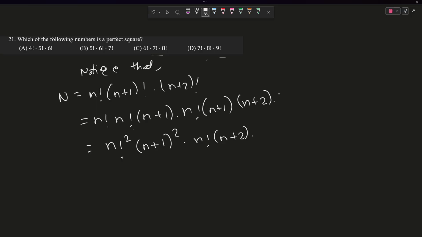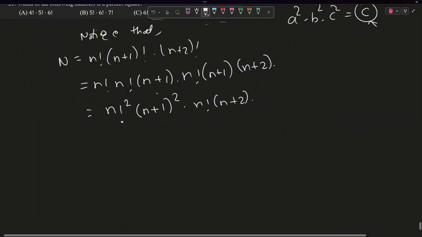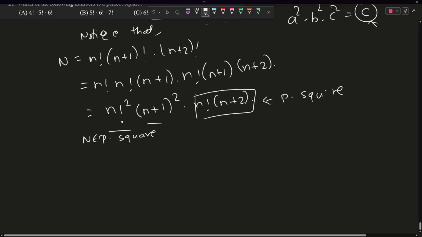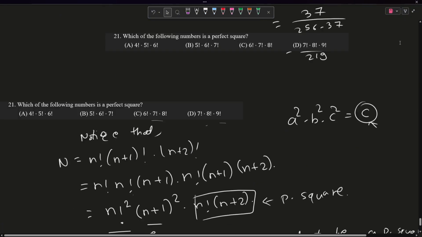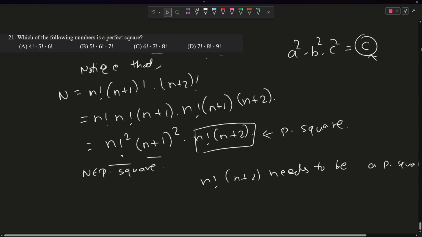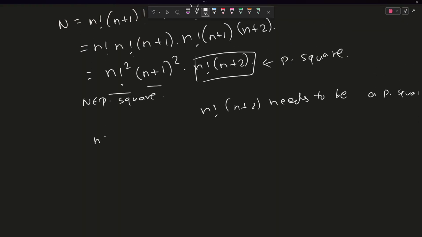Okay, so this is just (n factorial) whole square times (n plus 1) whole square times n factorial times (n plus 2). Now we know that if a square times b square times c square is equal to some number, then that number is also a perfect square. Then for this to be a perfect square, these are already squares, so this needs to be a perfect square. So n factorial times (n plus 2) needs to be a perfect square.